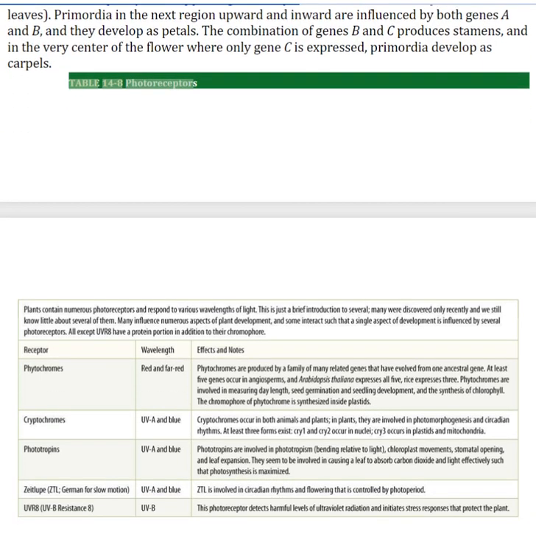Table 14.8 Photoreceptors. Figure 14.34 This wild rose has only a few petals and is a single flower. Many cultivated roses have been bred to be double flowers, with a mutation that causes them to produce extra petals in the place of stamens.